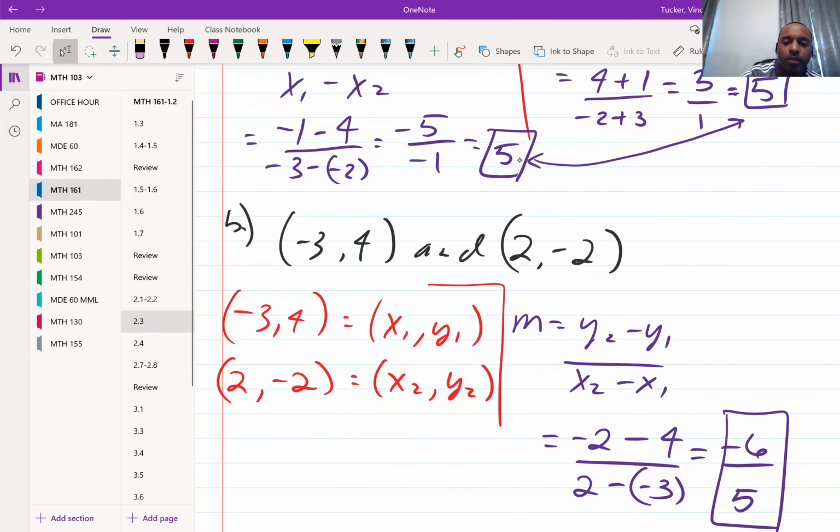So y2 is -2. y1 is 4. So that's -2 minus 4 on top. x2 is 2. x1 is -3. So 2 minus -3 is going to be +5. And I can't reduce that any, and we leave it in fractional form. So it's -6/5.